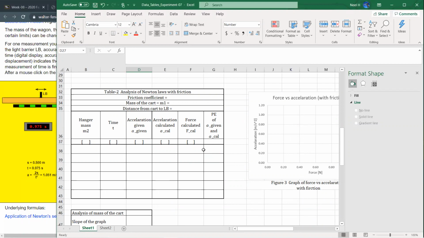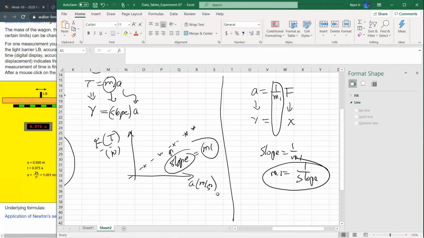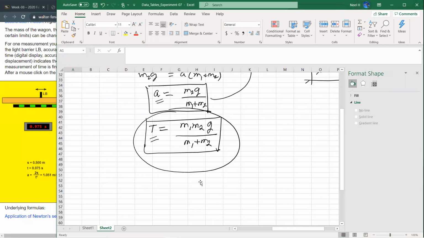Okay, then let's continue to the second part. The second part is also the same, only what we're going to do here is apply the friction and then see what's going to change, right? So let's apply the friction here. Let's see what's going to change.